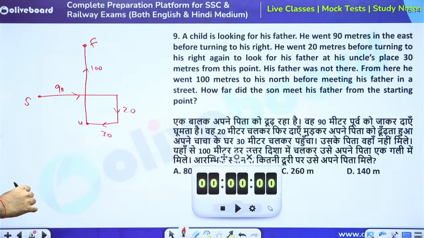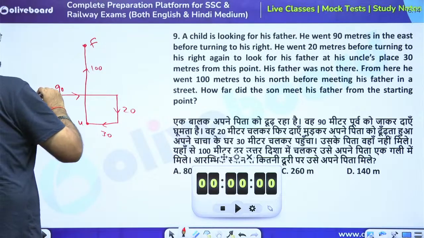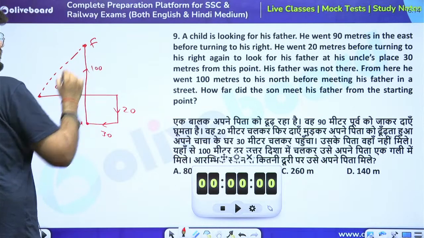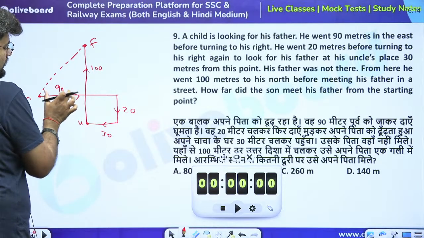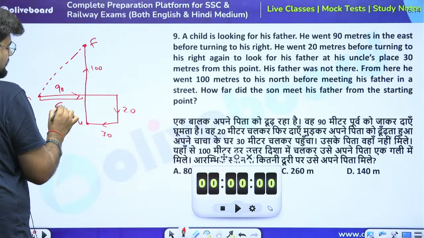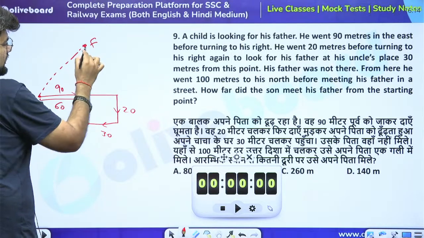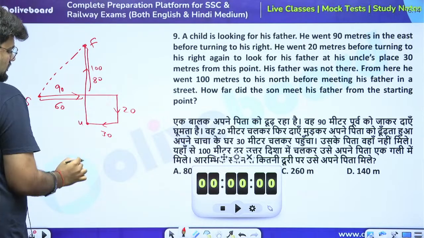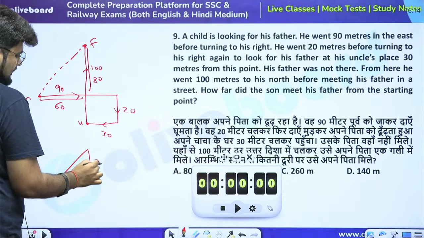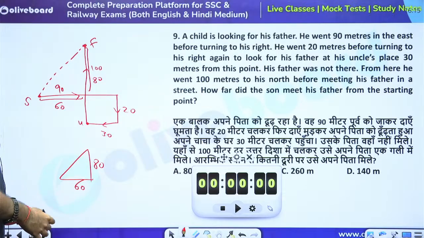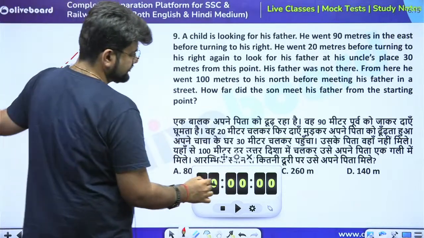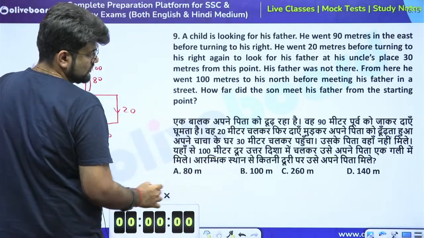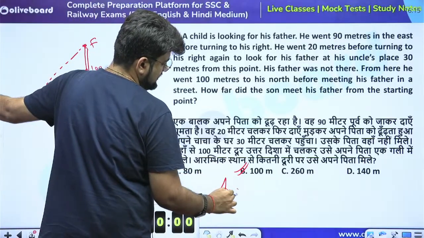Okay. The question is asking you at what distance did the son meet his father from the starting point? How far? So this is the distance they are asking you. Okay. So this complete thing is 90. This is 30. Subtract 30 from 90, you will get 60 here. And this complete is 100 minus 20. So we'll get how much? 80 here. So this is nothing but a triangle like this. 80, 60. And this is what? The triplet 6, 8, 10. So 60, 80, 100. Our answer will be option, oh, sorry. Option B is the right answer.